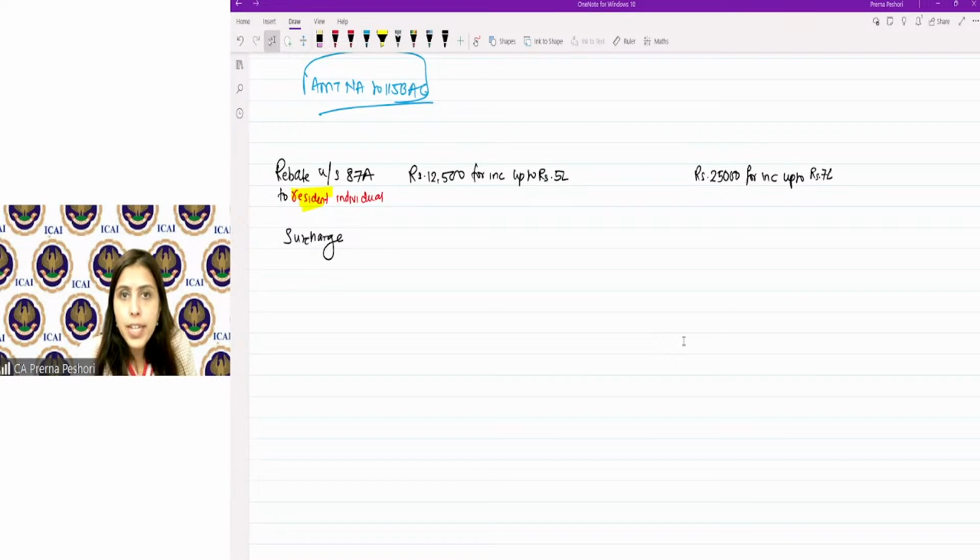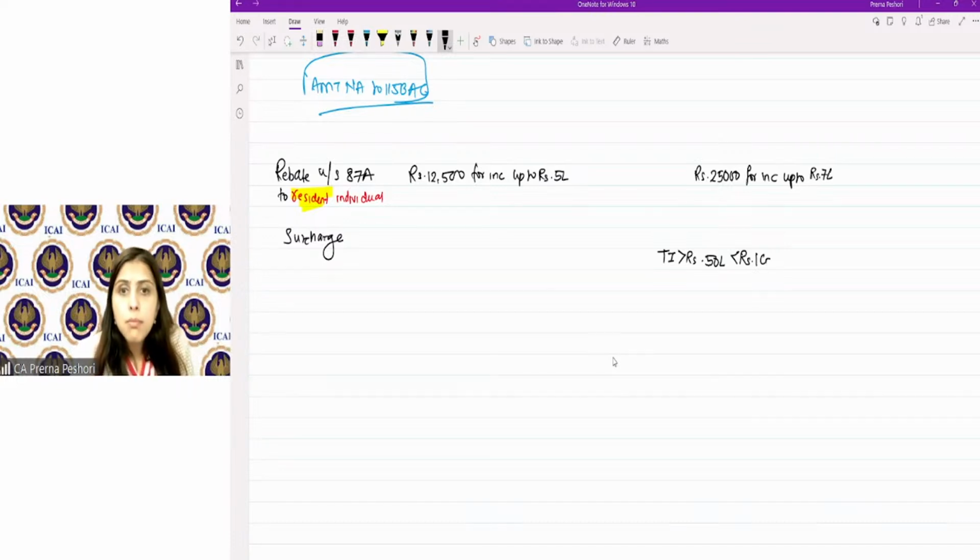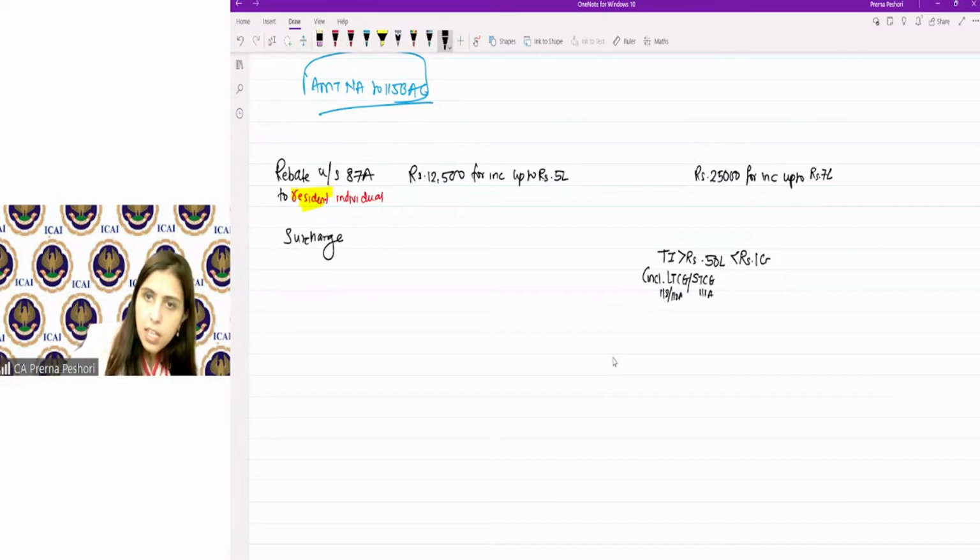Where the total income is greater than rupees 50 lakh but less than rupees 1 crore, including the long-term capital gain or short-term capital gain, under 112 or 112A and under 111A, or the dividend income, then your surcharge is going to be 10%. Surcharge is 10%.